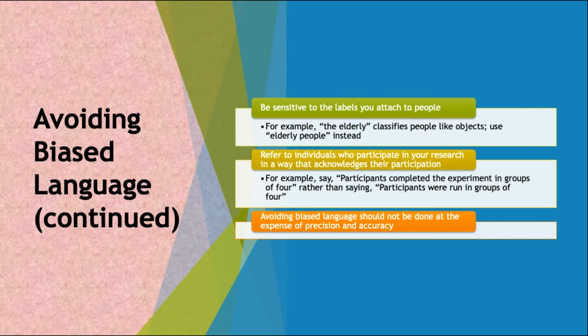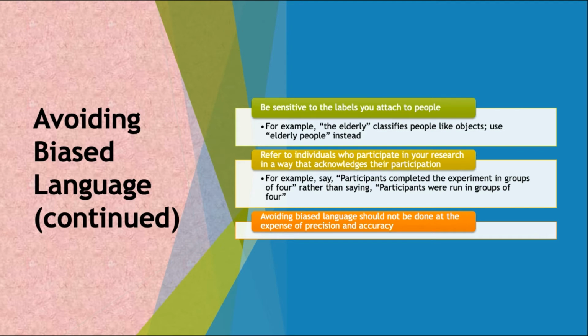So the third guideline suggests you refer to individuals who participate in your study in a way that acknowledges their participation. For example, rather than saying participants were run in this group of four, say participants completed the experiment in groups of four. The latter sentence conveys that participants were active in the experiment, which they were.